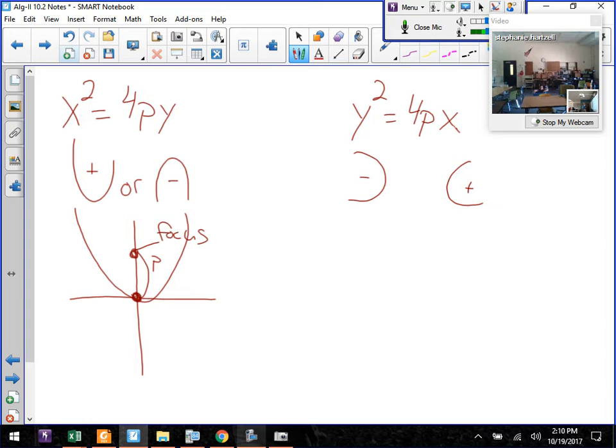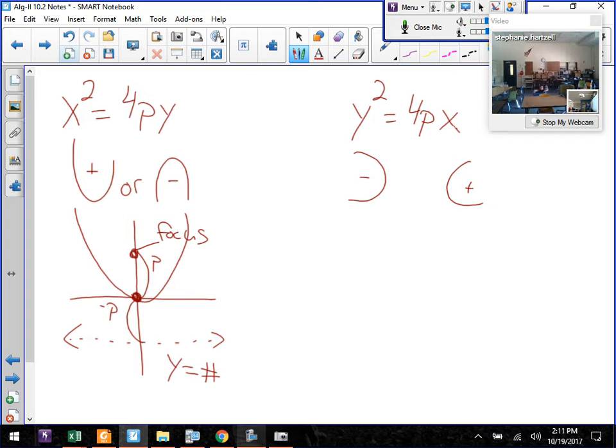Okay. Now the other thing is when we're talking about this directrix. If P is positive, then the distance to the directrix would be negative. And these lines, if you have an x squared parabola, it means it's moving up or down. That means your directrix is always going to be y equals some number. Yes, sir?